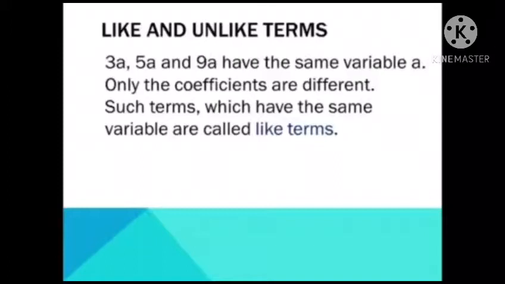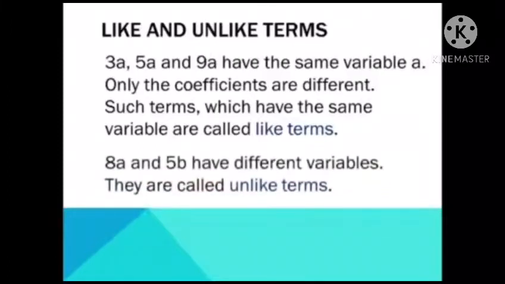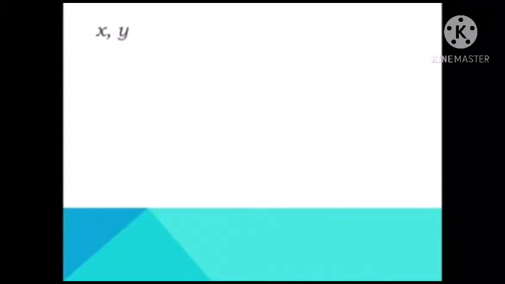Unlike means what? The opposite. If the variables are different, like 8a plus 5b have different variables, a and b, then the terms are called unlike terms. So terms which have the same variables are like terms. Different variables, unlike terms. x comma y, is it like or unlike? Unlike terms, because for the first one the variable is x, for the second one it is y, both are different variables, so unlike terms.